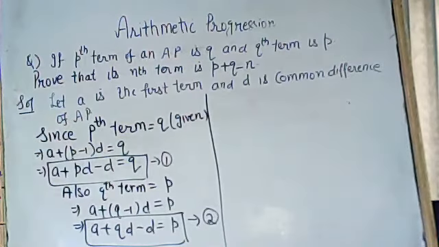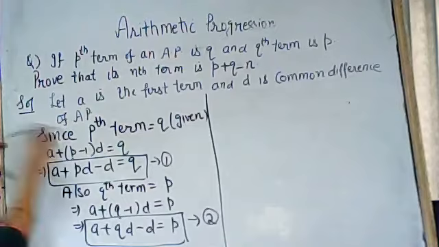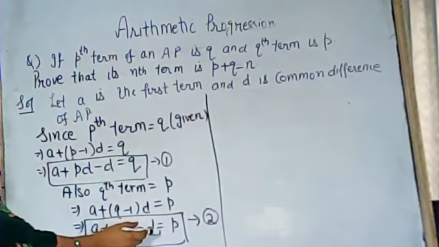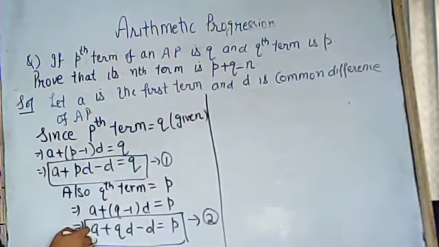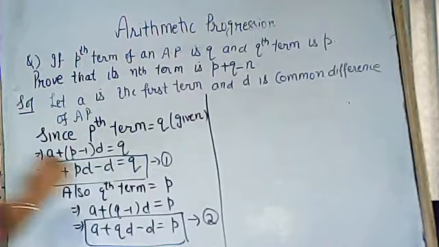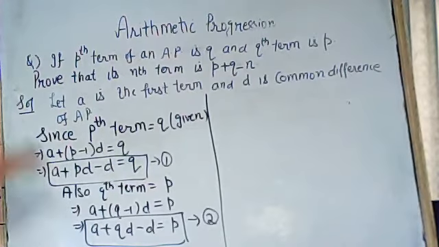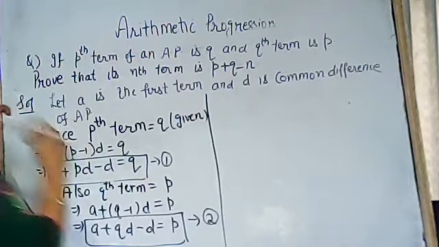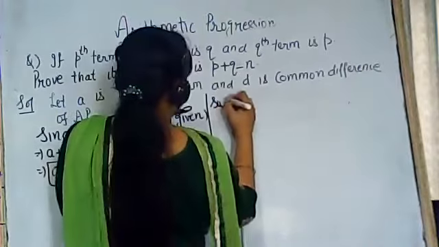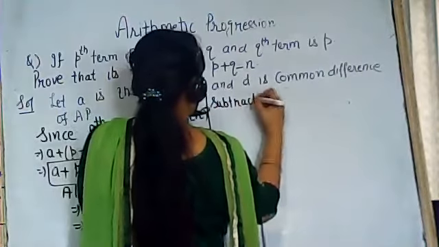So let us start with the simplification. If I subtract equation number 1 and 2, then what will happen? A will be cancelled out and we will get the value of D. And what is D? D is the common difference. So what is the next step? Subtract equation number 1 and 2.